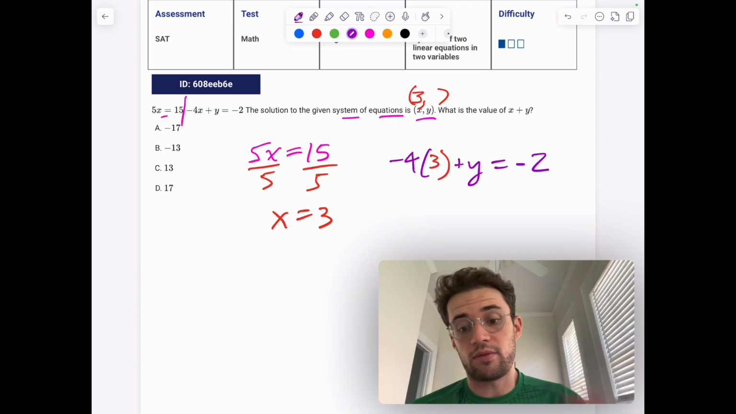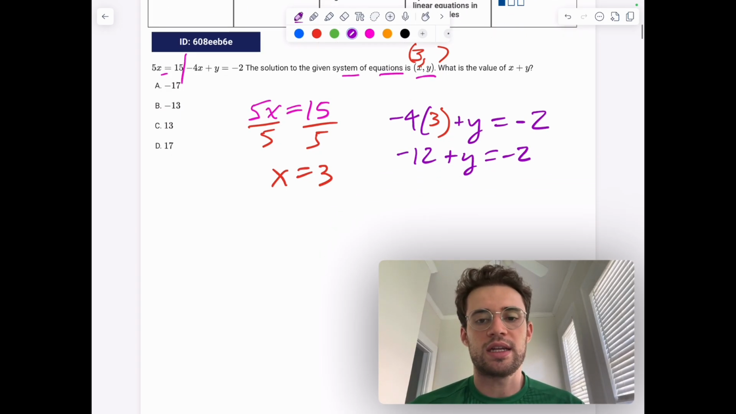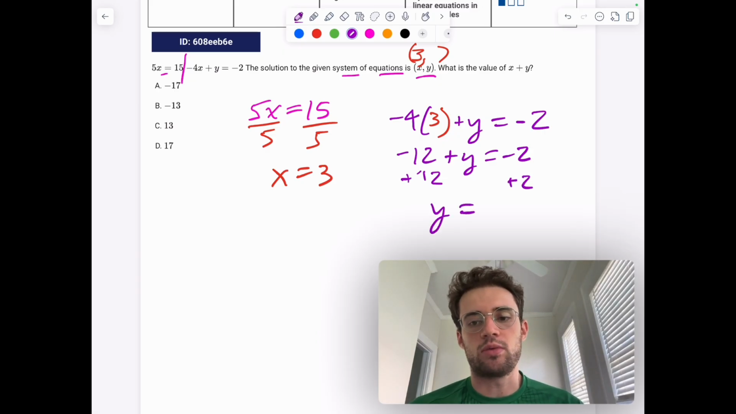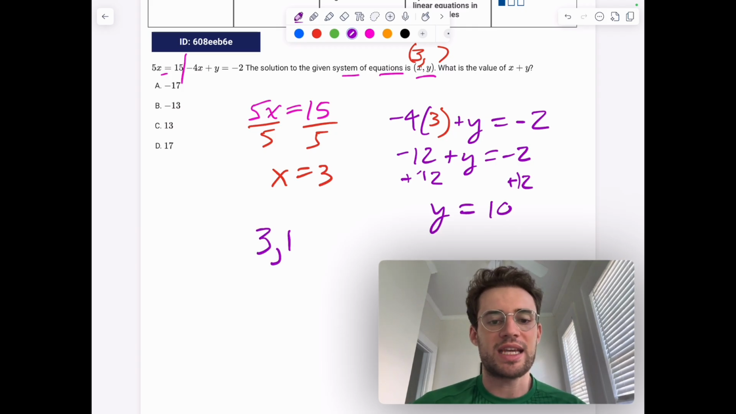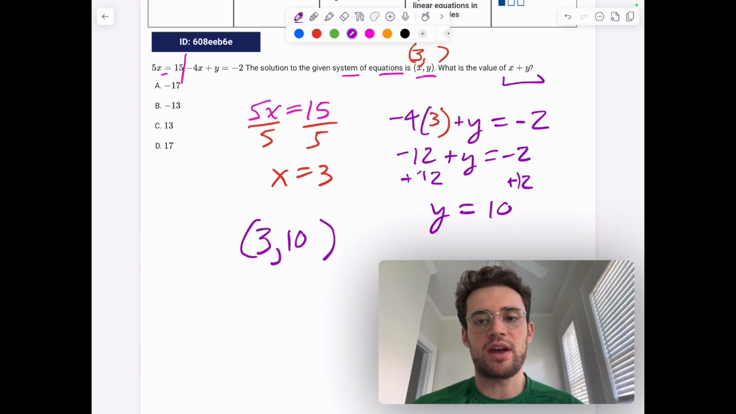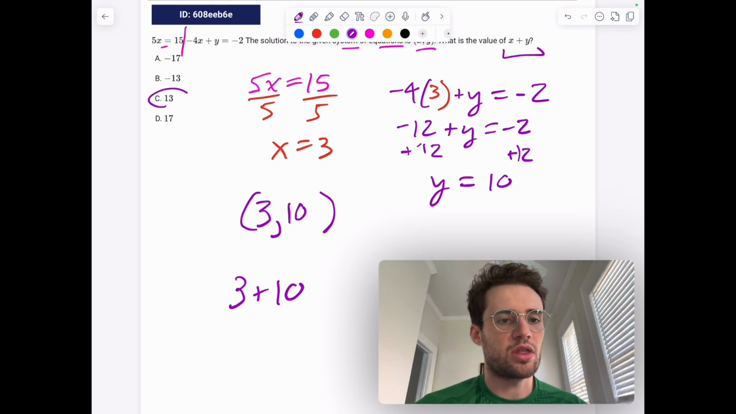Now we, again, just have one variable y, so we can solve it. -4 times 3 is -12. So -12 plus y equals -2. To get the y alone, I'm going to add 12 to both sides, which means that y will be -2 plus 12, which is 10. All right, so we have 3 comma 10 for our ordered pair, and they say, what is the value of x plus y? So we're doing 3 plus 10, which gives us 13. That would be C.